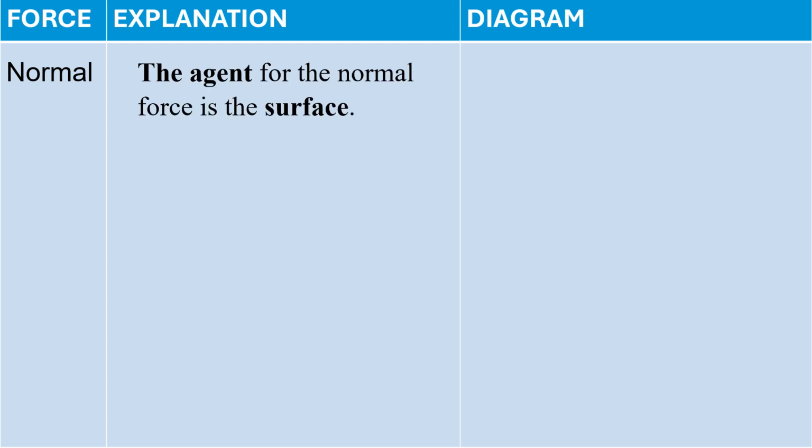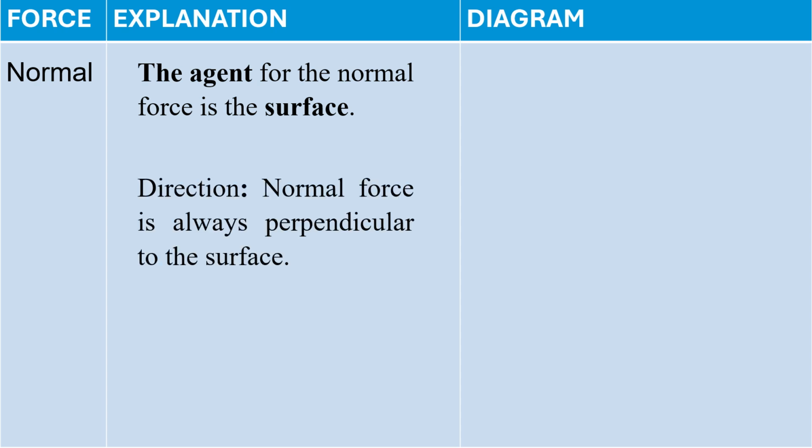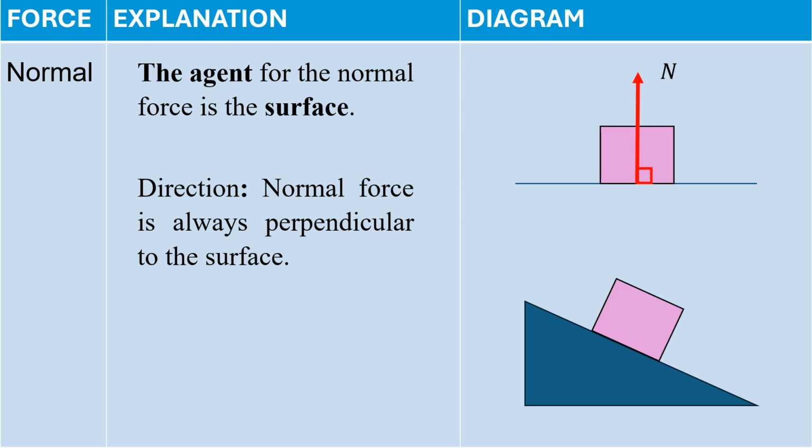Now, let's look at normal force. Normal force is the support force from a surface. The agent for normal force is the surface that the object is resting on. The direction of normal force is always perpendicular to the surface. This picture shows the normal force. The arrow points up, perpendicular to the surface. Even on a slope, the normal force is always perpendicular to the surface.